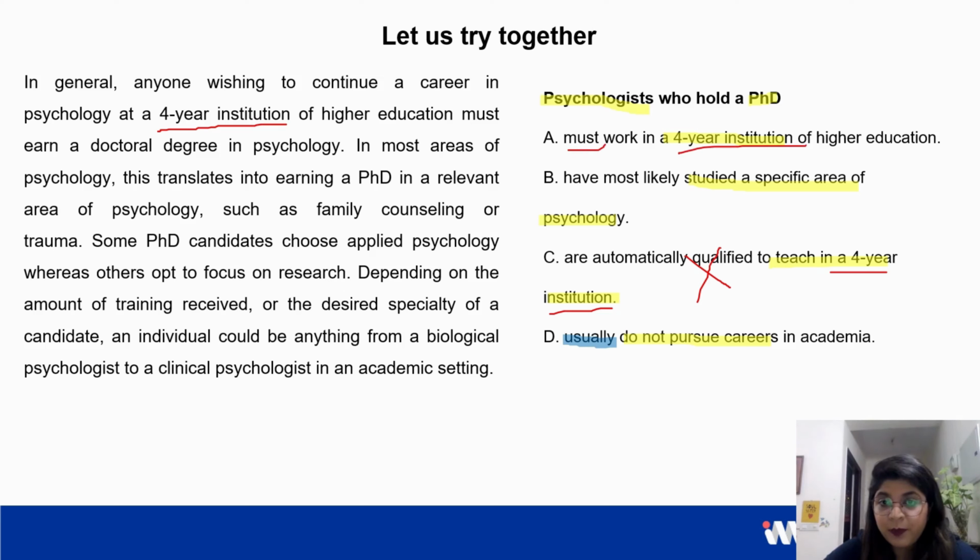Must means it is compulsory that they must work in a 4-year institution. But again, this is nowhere mentioned in the text. Let us cut out this option as well. Now we are left with two options.